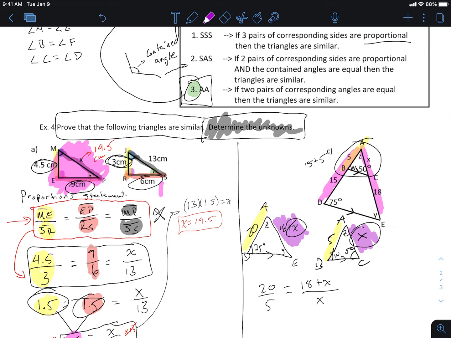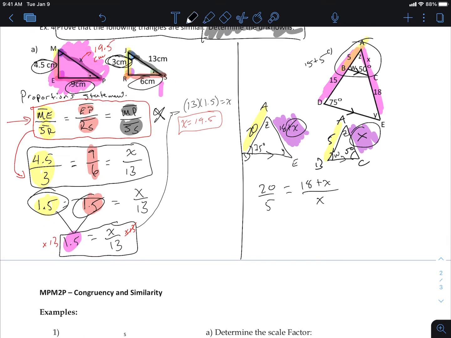And so here's what's going to happen. You're just going to solve for x here. This looks a little bit harder, but you have the skills to do this. You can figure out what 20 divided by 5 is. That's going to be 4. So let's just do this in steps. Now, you can multiply both sides by x. That little dot means multiply. So you're going to get 4x is equal to 18 plus x.